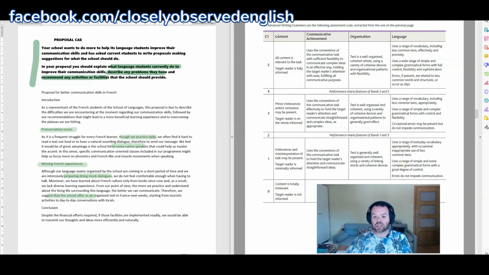So in terms of the content mark over here then, for a 5, we're looking at all content is relevant to the task. It is all relevant, so that's good. The target reader is fully informed. I would say that the first point is not fully explored. However, is that then all the way down to a 3, or can we push it to a 4? I would say that you can kind of read between the lines a little bit to get an idea of what language students currently do to improve their communication skills. So there is some aspect there. It's not completely ignored. It's not completely omitted. So I'm going to go for a 4 here.